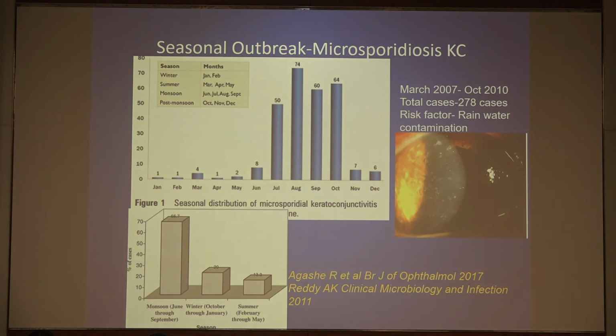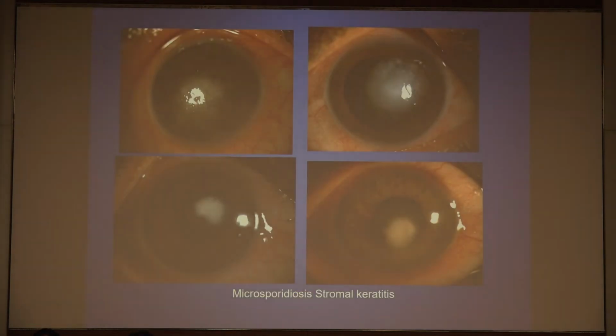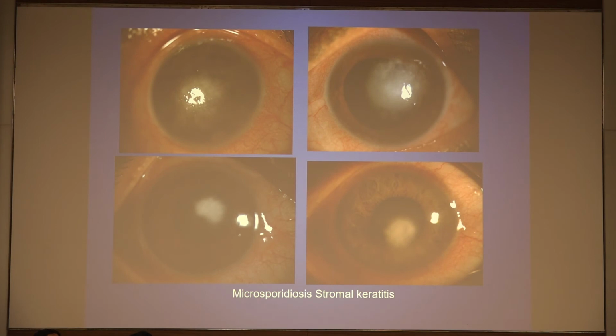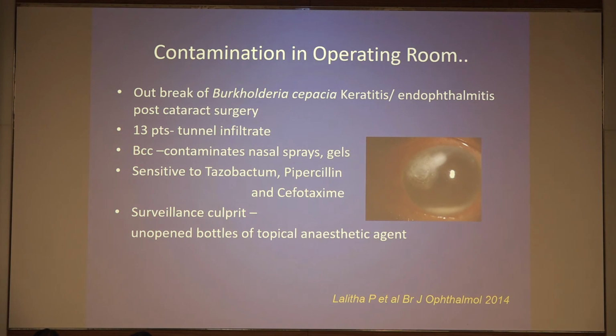We have seasonal outbreaks in India because we have the monsoon season, and particularly we have studied the microsporidial outbreaks right from 2011, and it has been proven beyond doubt that water contamination during monsoon can cause outbreaks of keratoconjunctivitis with punctate epithelial erosions. And this can also cause stromal keratitis, but not in an epidemic form, which is a slower growing infection. Regarding contamination in the operating room, we have had reports of Burkholderia cepacia, which is a gram-negative infection, which caused contamination of the anesthetic drops and caused an outbreak of infection because of poor surveillance.